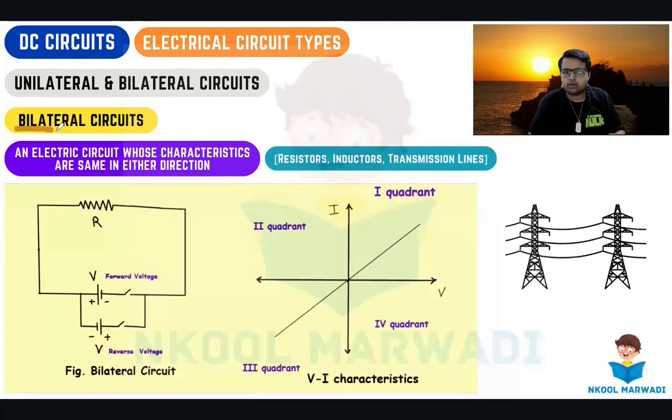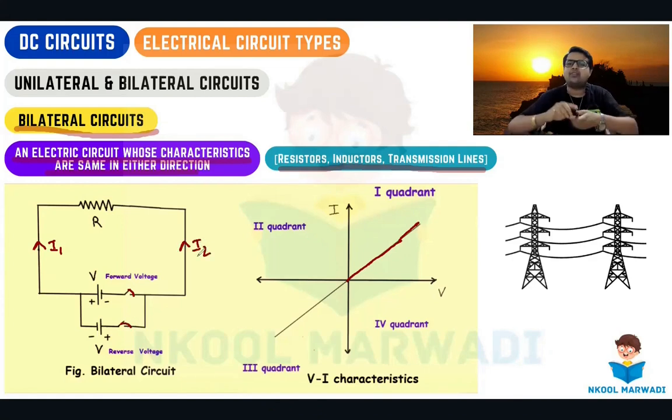Now we have bilateral circuits, electric circuits whose characteristics are the same in either direction, like resistors, inductors, transmission lines. So the idea is that if a circuit behaves the same way, regardless of which direction the current flows in, then it is a bilateral circuit. For example, here, if I close this switch, then the current will flow in this direction. Then the VI graph will be something like this.